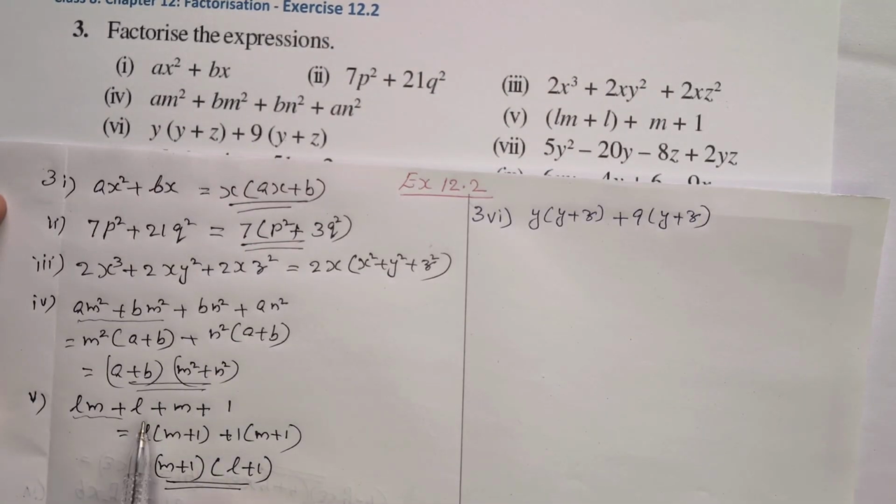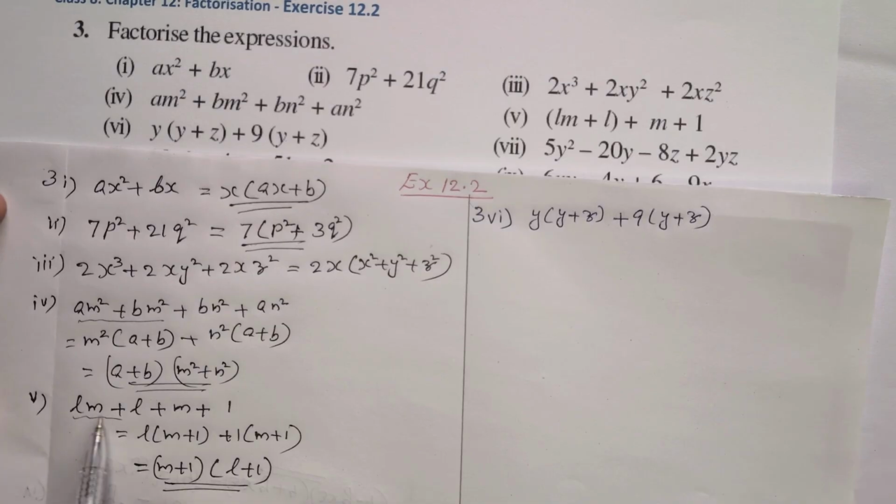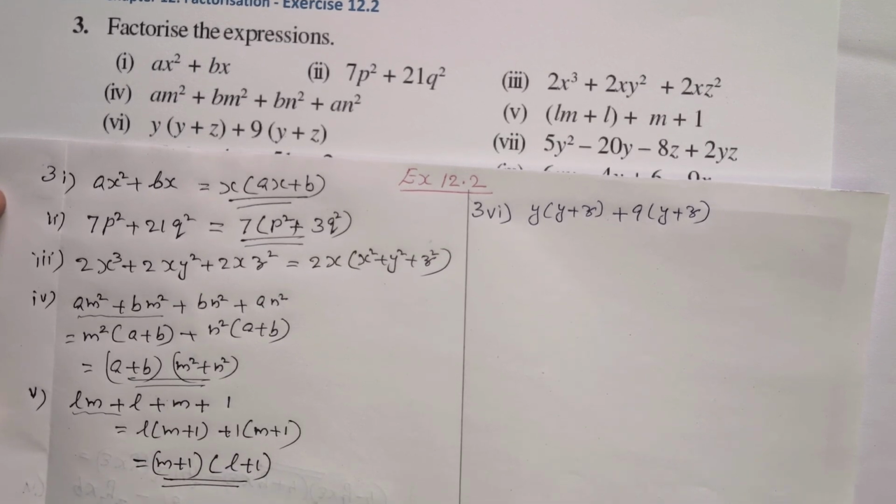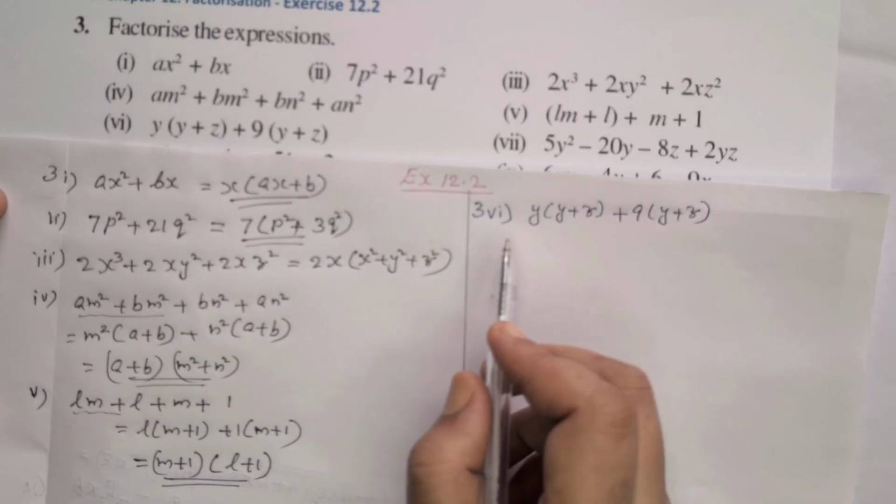So here next one, lm plus l plus m plus 1. Here first grouping the terms, l we can take as common, so it will come l into m plus 1. From here no other common factor, so 1 we are taking as common, so m plus 1. This bracket as common, m plus 1 into l plus 1. So that's the answer. Next is sixth one.